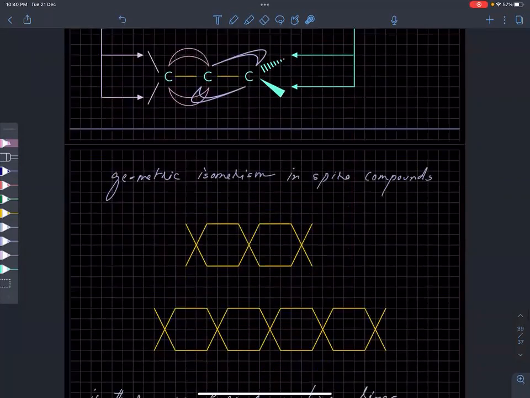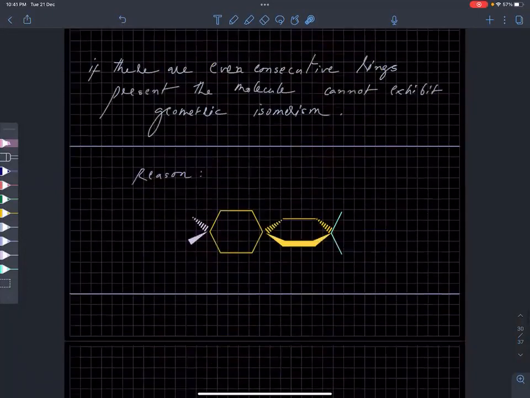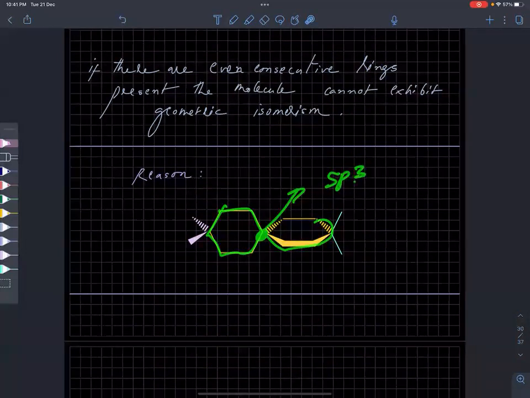Same thing for spiro compounds with rings. So if you have an even number of these things, double bonds or rings, 2 rings, 4 rings, these cannot exhibit geometric isomerism, because one ring will be like this, another ring will be like this. Because this is which carbon? sp3 carbon, right? sp3 means what? Tetrahedral, right? Tetrahedral means 2 will be in one plane, one will be at front and one will be at back. Clear? So this ring will be like this.